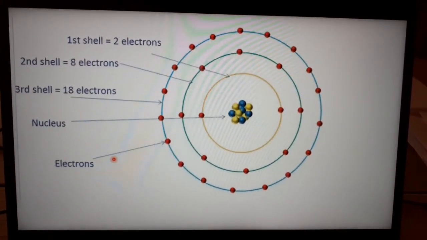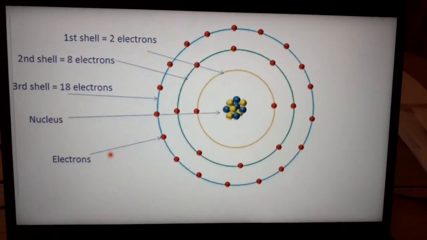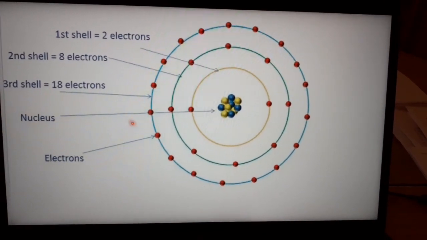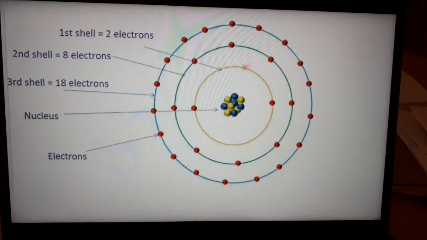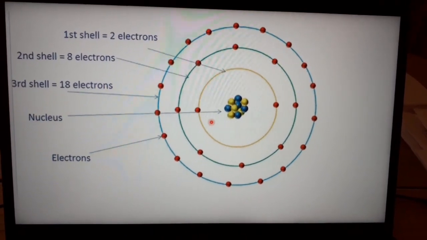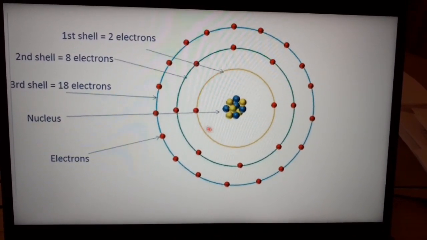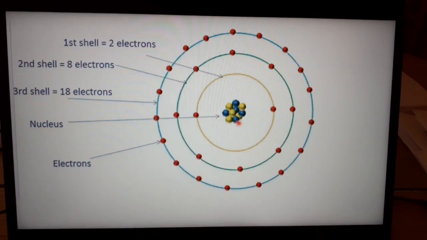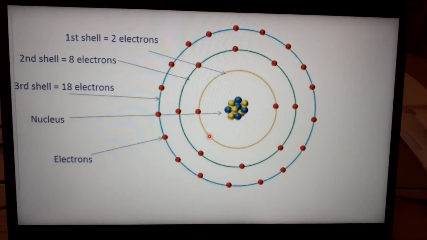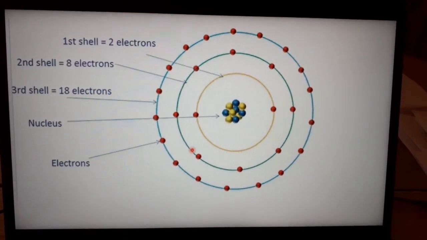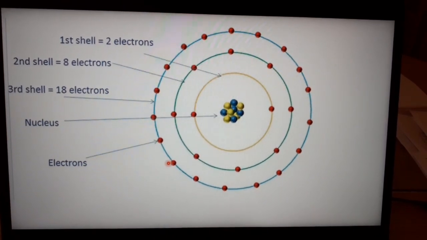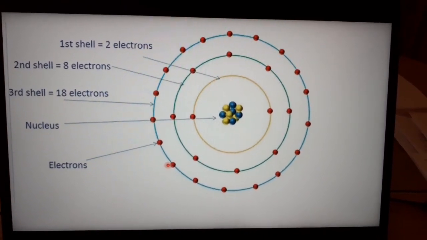Now here, according to Bohr's concept, the orbit looks like this. It's totally circular, right? In the orbit concept, the first path has 2 electrons, the second path has 8 electrons, and the third path has 18 electrons, and so on.